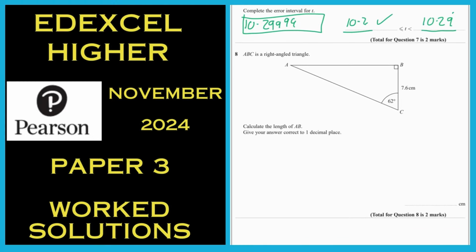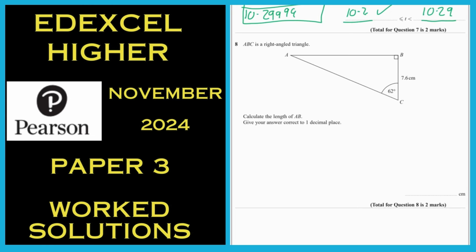Anyway, on to part A. You've got an angle, you've got a side, it's SOHCAHTOA. Get on with your labels. We want to work out AB. I'll always call it X, but it's also the opposite side. 7.6 is adjacent, and it's the hypotenuse that we are not bothered about. So by H being rejected, this is a TOA question or a TAN question.